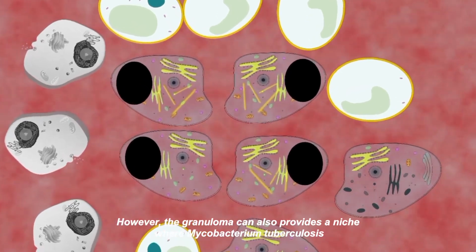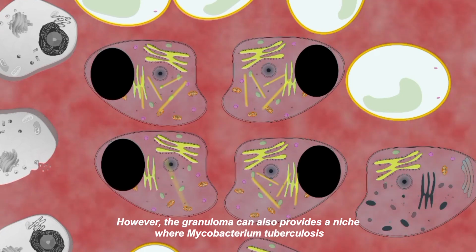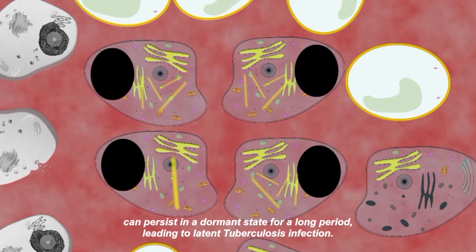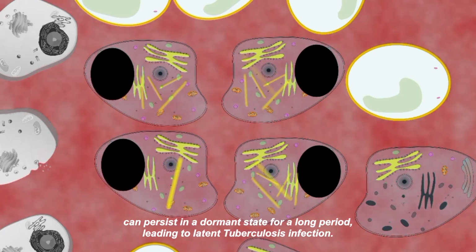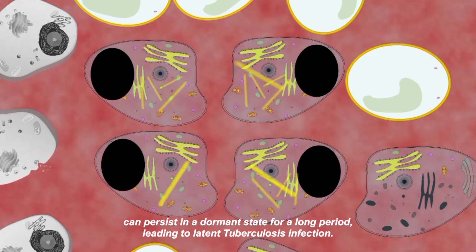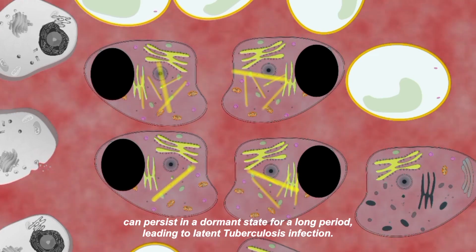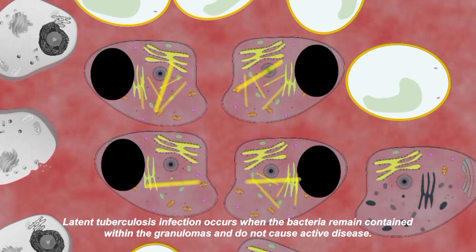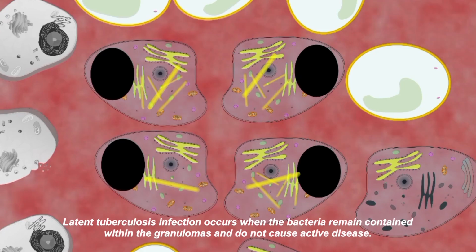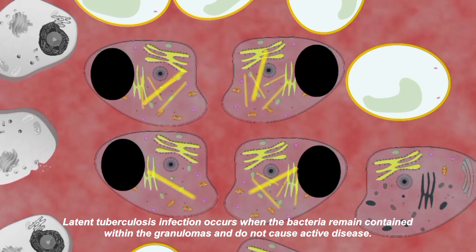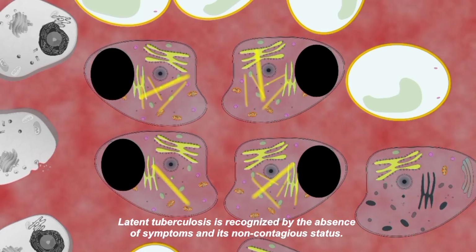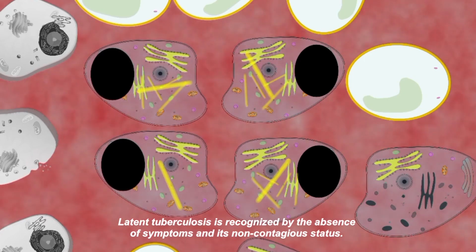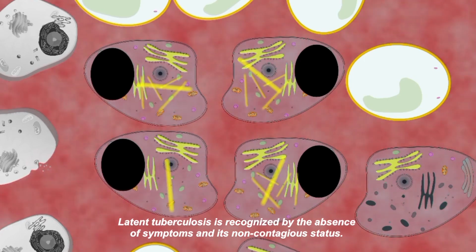However, the granuloma can also provide a niche where Mycobacterium tuberculosis can persist in a dormant state for a long period, leading to latent tuberculosis infection. Latent tuberculosis infection occurs when the bacteria remain contained within the granulomas and do not cause active disease. Latent tuberculosis is recognized by the absence of symptoms and its non-contagious status.